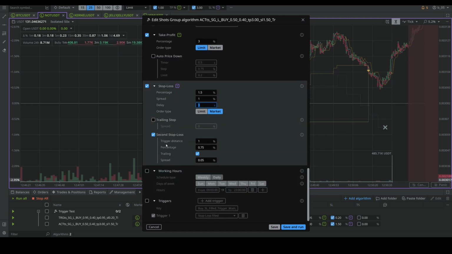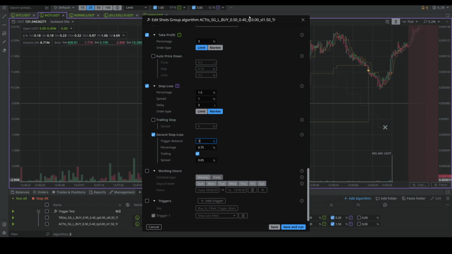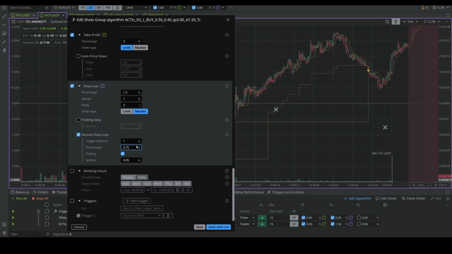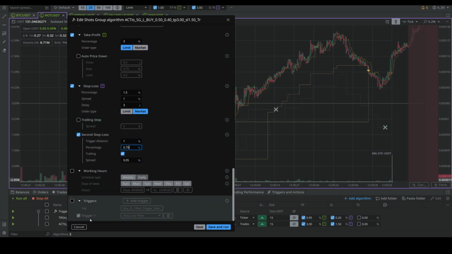And then the important piece is here, the second stop loss. The trigger distance is 1, which means after the price moves in the favorable direction from the point where the position was opened, moves 1% in the favorable direction, then the second stop loss gets triggered. The percentage is 0.75, which means the new stop loss will be set at 1.5 minus 0.75, which is again 0.75. And then it also adds trailing with a spread of 0.05. So let's see how this worked.